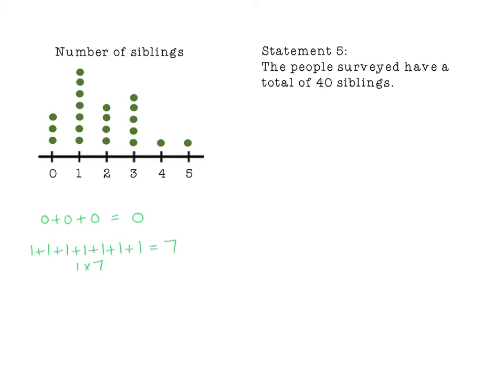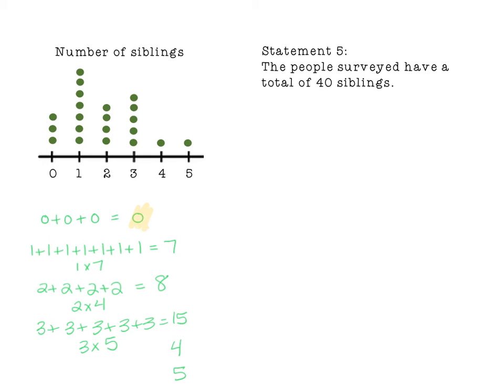There are 4 people with 2 siblings. And I also could have said 2 times 4. There are 5 people with 3 siblings. I also could have said 3 times 5. 1 person with 4 siblings. And 1 person with 5 siblings.